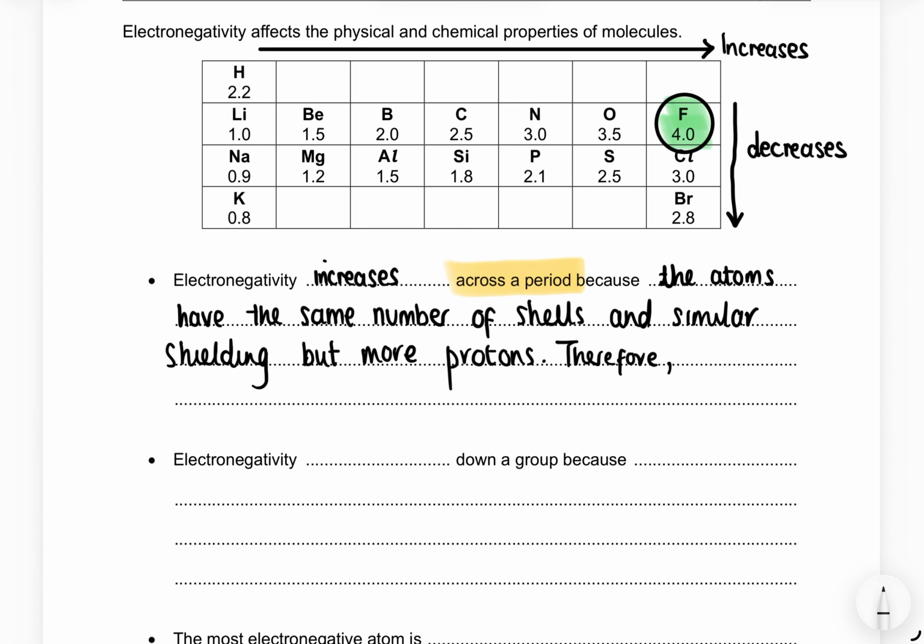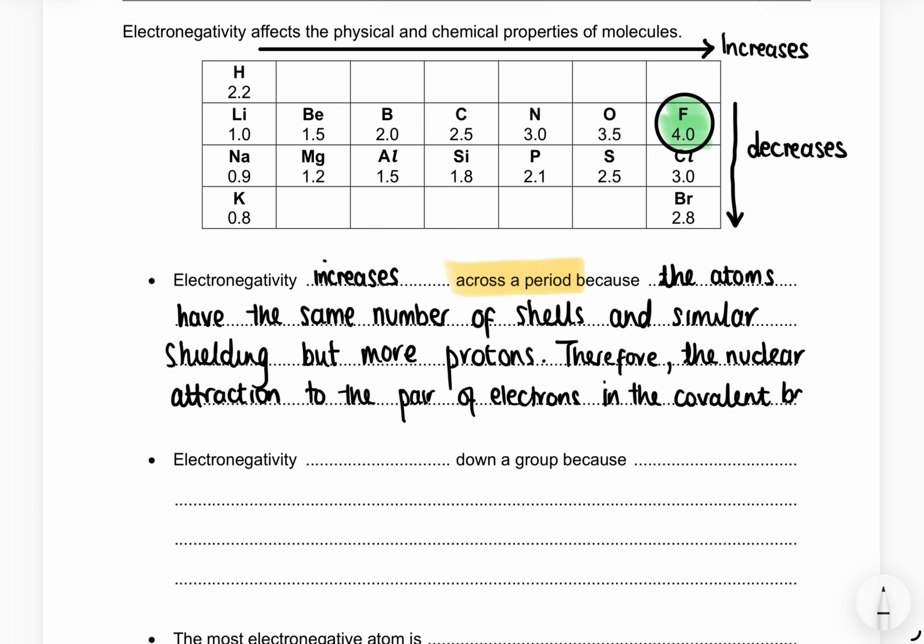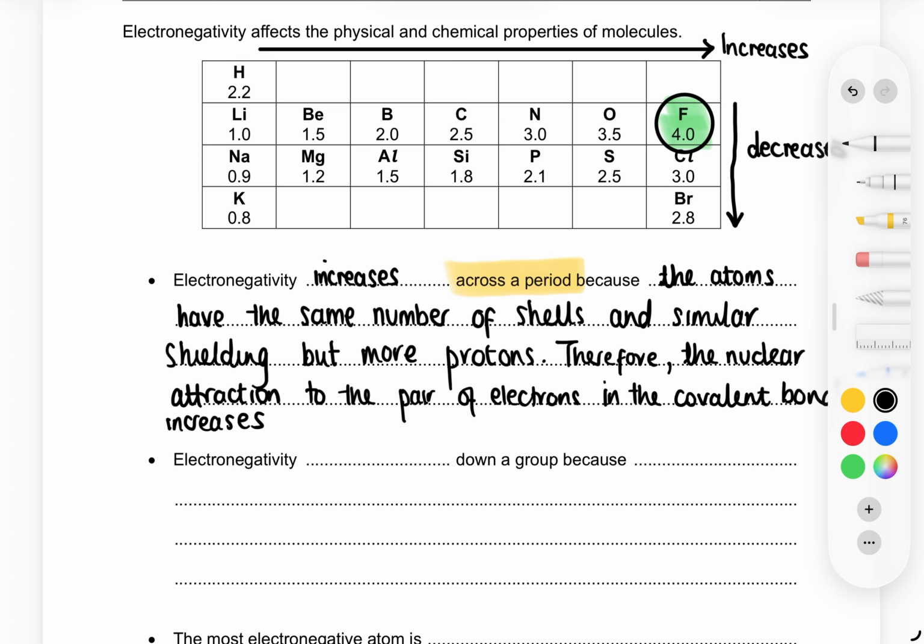Now we're going to link it to the definition. The protons are going to give us the nuclear attraction, and that nuclear attraction is to, in the definition, the shared pair of electrons, the pair of electrons in the covalent bond, because that's what this definition is about. Increases. So as we go across, electronegativity increases.